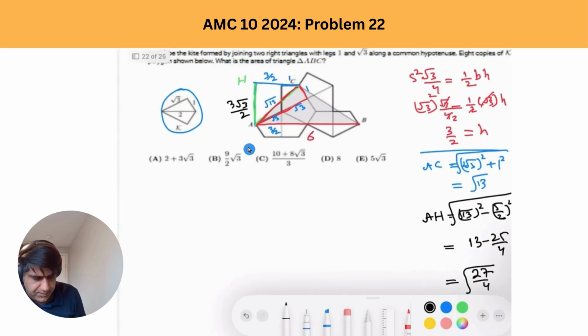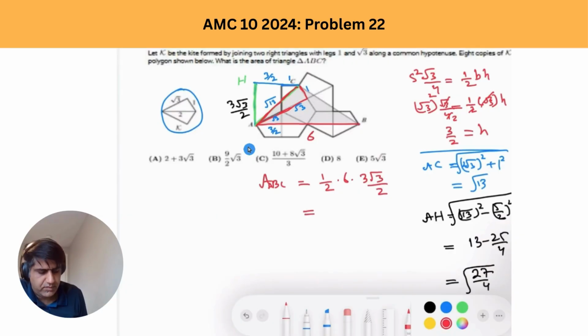And once I get the height and I also have the base, right? So then I can calculate the area of ABC. So then the area for ABC is 1/2 dot 6 dot 3 root 3 over 2. So now if I solve it, then I would get 9 square root 3/2. And the answer then for this problem is B.